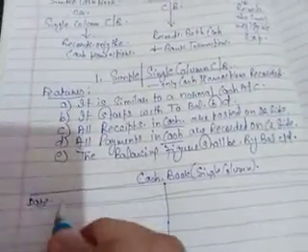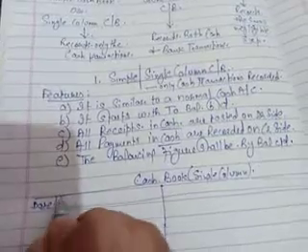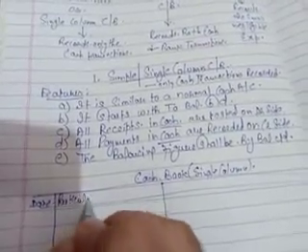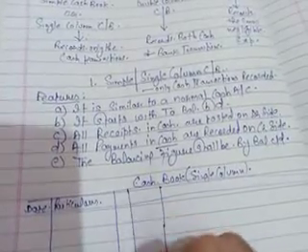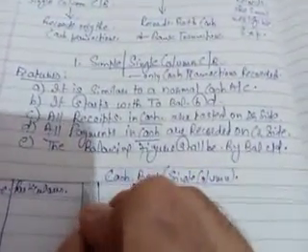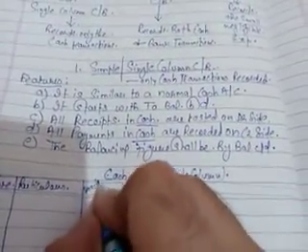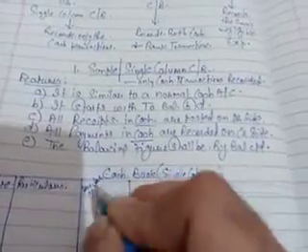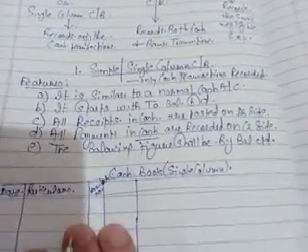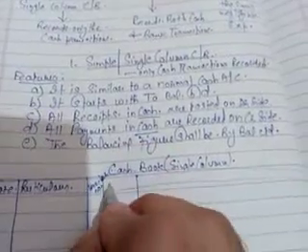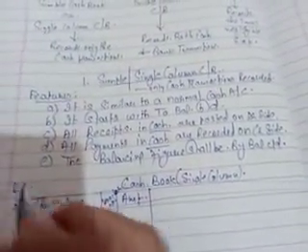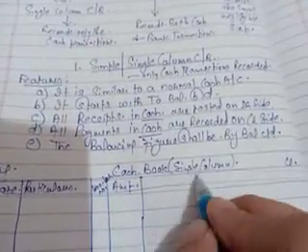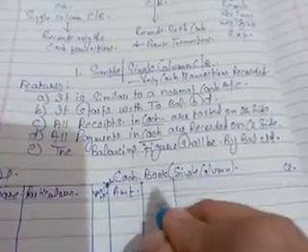Date, particulars, here we write voucher number. Voucher number means bill number. Voucher number and then the amount. Debit, credit. Similar columns on the credit side as well.